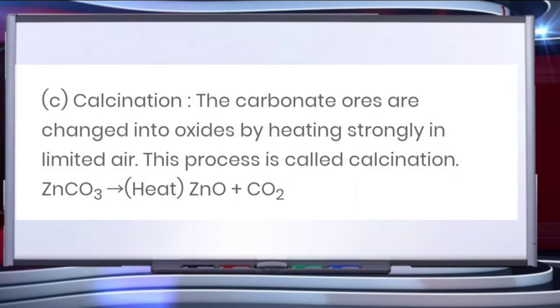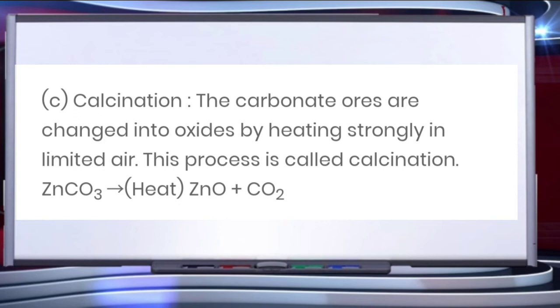So now the next term was calcination. The carbonate ores are changed into oxides by heating strongly in limited air. This process is called calcination. Children, the important thing that you have to understand here is that roasting is done in the presence of excess air, and calcination is done in the presence of limited air. So we say calcination is the process of heating the ore, that is carbonate ore, strongly in the absence or in limited air. Thus, the metal carbonate decomposes to give metal oxide.